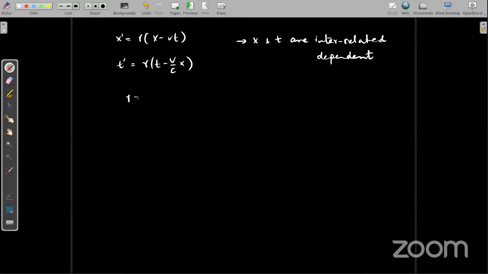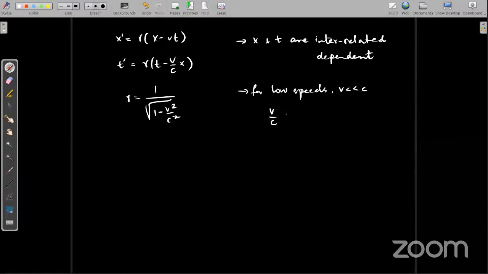Okay, next we'll also look at the expression of gamma here: 1 minus v squared over c squared. Another condition for the Lorentz transformation is that for low speeds, when v is much less than c, the ratio v over c is going to be much less than 1. It's going to be a very small quantity. So what happens to gamma is that it's approximately 1 minus, this is negligible, so I'll write it as 0 under the root. Gamma almost becomes 1 for low speeds.